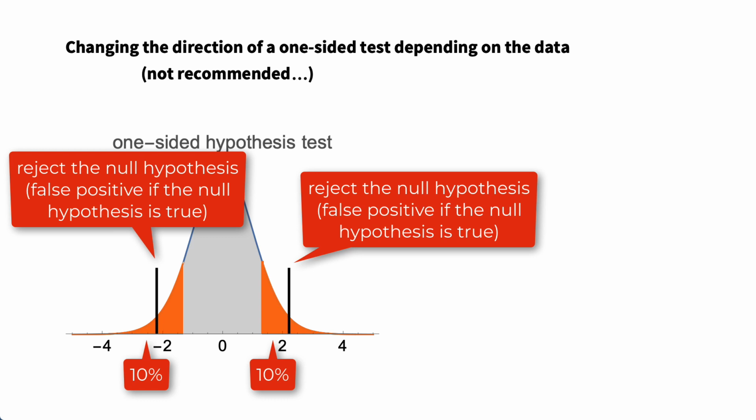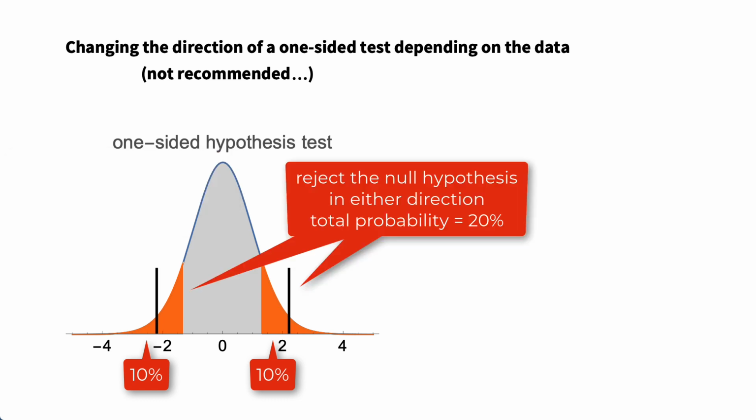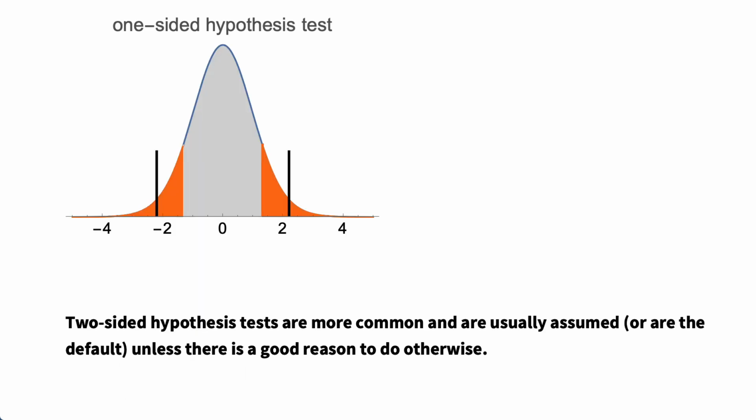The net effect of this strategy is to reject the null hypothesis in either direction with a total probability of 20%, and so this strategy is actually a two-tailed hypothesis test in disguise with a significance level of 20%. To avoid this sort of confusion, it's better to just use a two-tailed hypothesis test. In practice, two-sided hypothesis tests are more common and are generally assumed, except for applications where there is some clear reason to do otherwise. One-sided hypothesis tests will come up, however, in later sections, most notably for hypothesis tests where the sampling distribution of the test statistic is not symmetrical and where there is a clear reason to consider only one tail of that distribution.